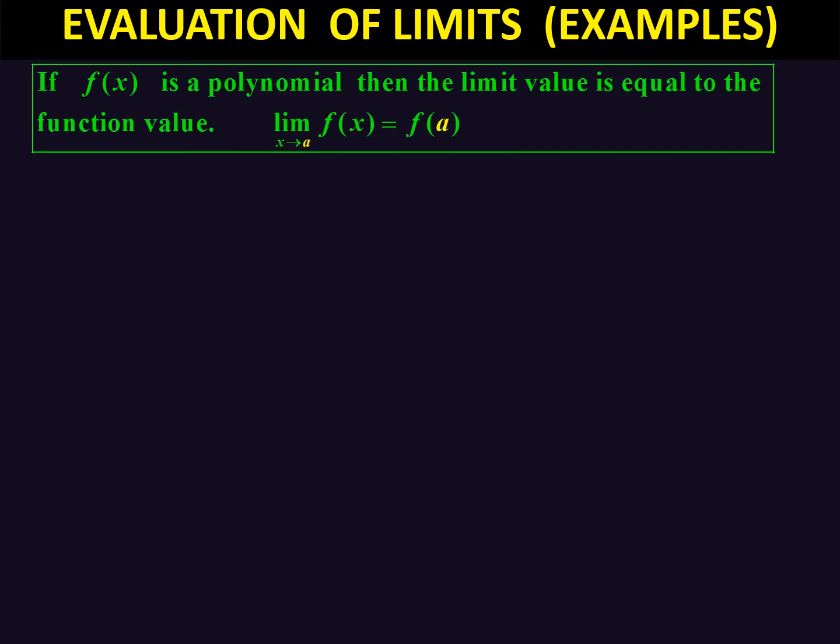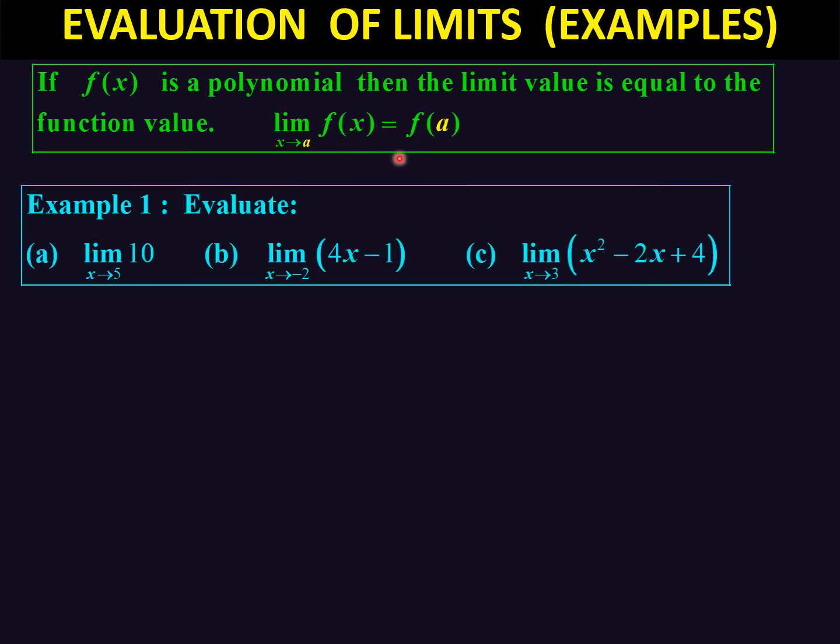Now let's evaluate limits, but we're not going to do it using the calculator or graphically. We're going to try to do it algebraically. We're going to use the following: if f(x) is a polynomial, then the limit value is equal to the function value. In other words, if you're busy with polynomials, instead of working out the limit, the limit value is the same as the function value. Here we have three polynomials: 10, 4x minus 1, and x squared minus 2x plus 4.